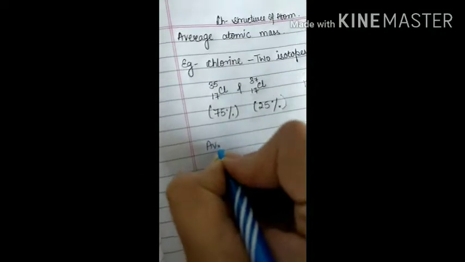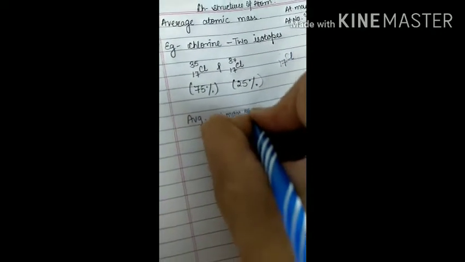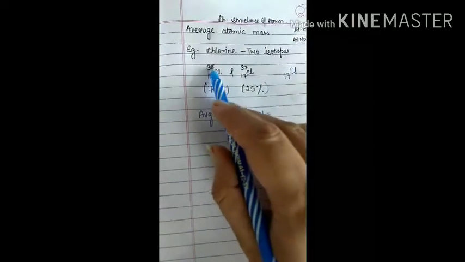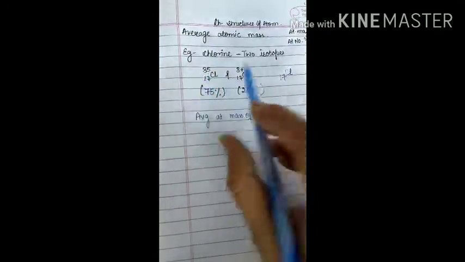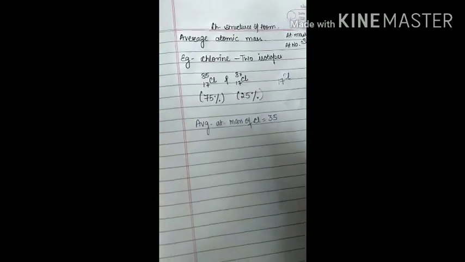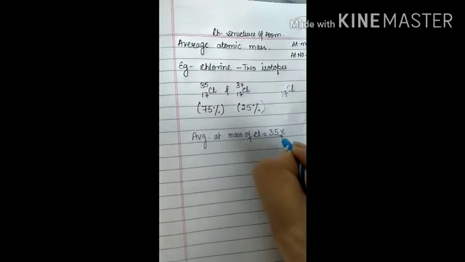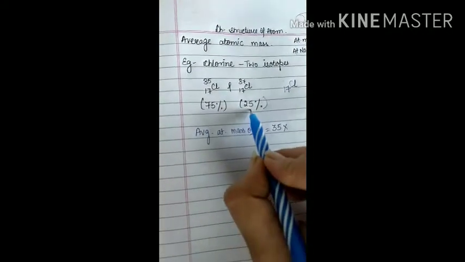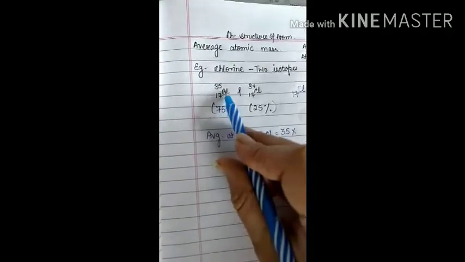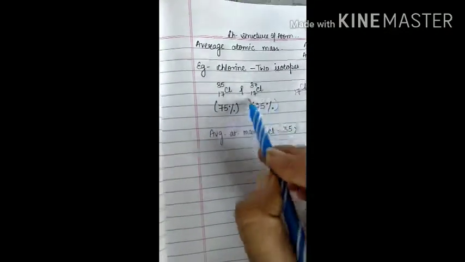See, average atomic mass of Cl, that is chlorine. How to do it? First thing is the atomic mass of the element. First isotope, 35. There is no particular formula, you just have to see how to do it. Into the percentage, that is 75% and 25%, the percentage present in nature. 75% of chlorine is this isotope, and 25% of chlorine is the other isotope.